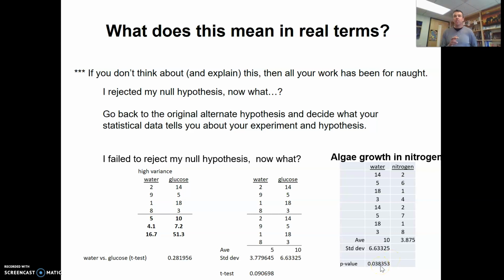And if I just leave it at that and then say, oh great, I rejected my whole null hypothesis, therefore my hypothesis that nitrogen helps algae grow must be correct, I'd be absolutely wrong.